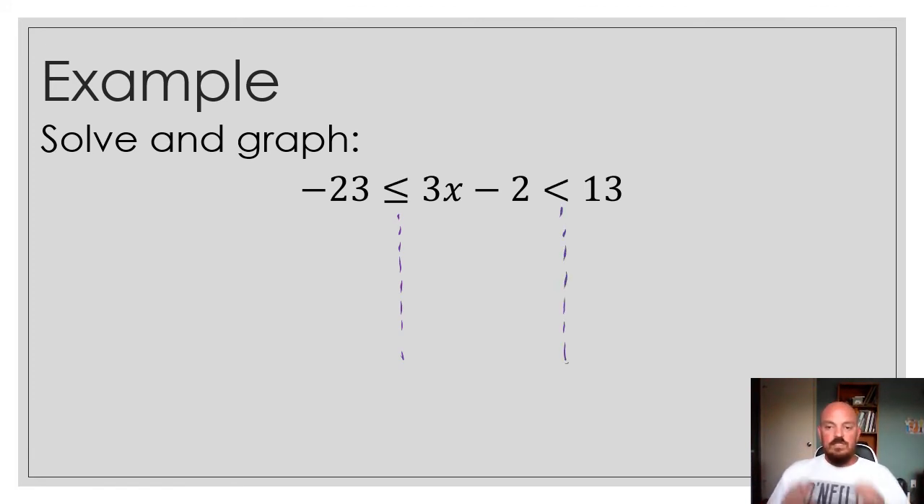Now my goal is to get just x in the middle. Anything I do, I have to do in all three parts, but don't worry about the outsides. That'll take care of itself. Let's just worry about canceling the things around the x in the middle. So the first thing I want to get rid of is the minus 2. I'm going to use a plus 2. Now remember, for this type of question, if you do anything like a plus 2, you have to do it in 3 spots. So I'm going to do a plus 2 over here and a plus 2 over here.